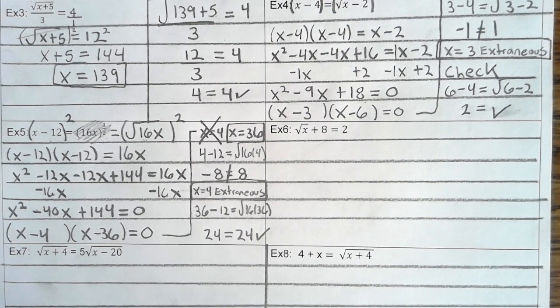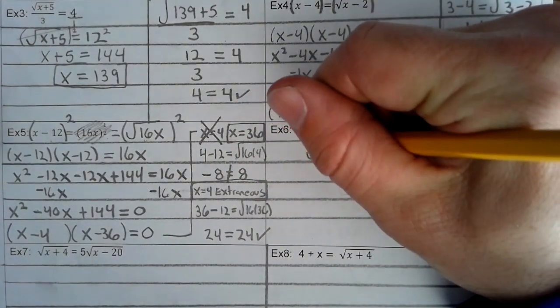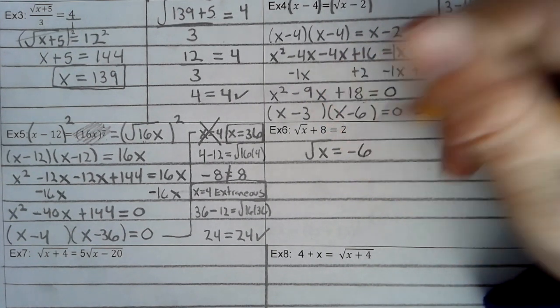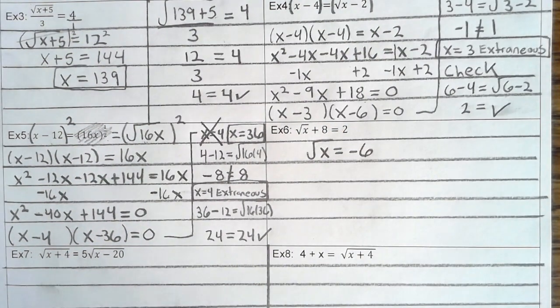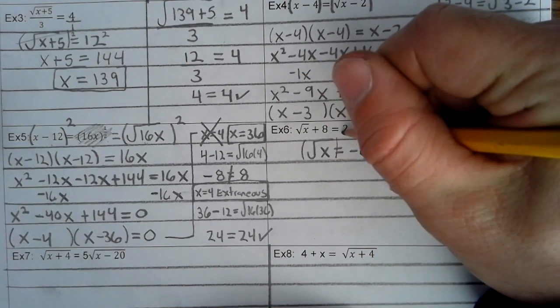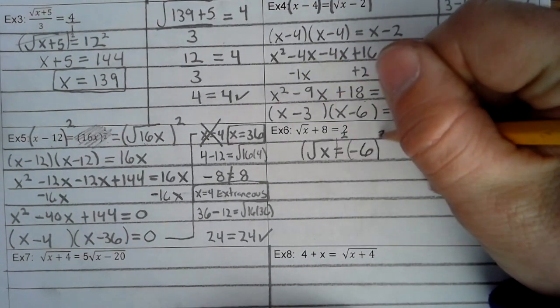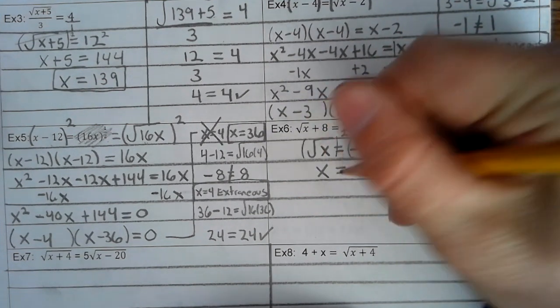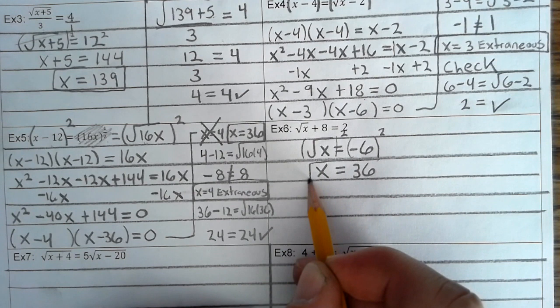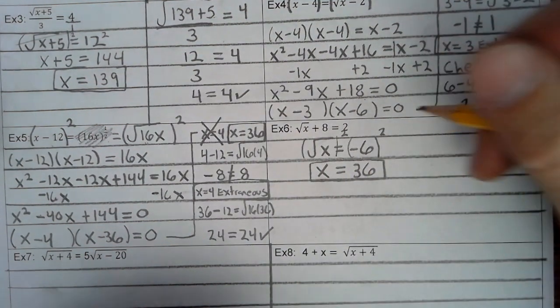All right, example 6. All right, first thing we need to do is isolate the square root. So we're going to subtract 8 from both sides. We get the square root of x equals -6. Then we square both sides. That becomes x equals, -6 squared is 36. So now we check.